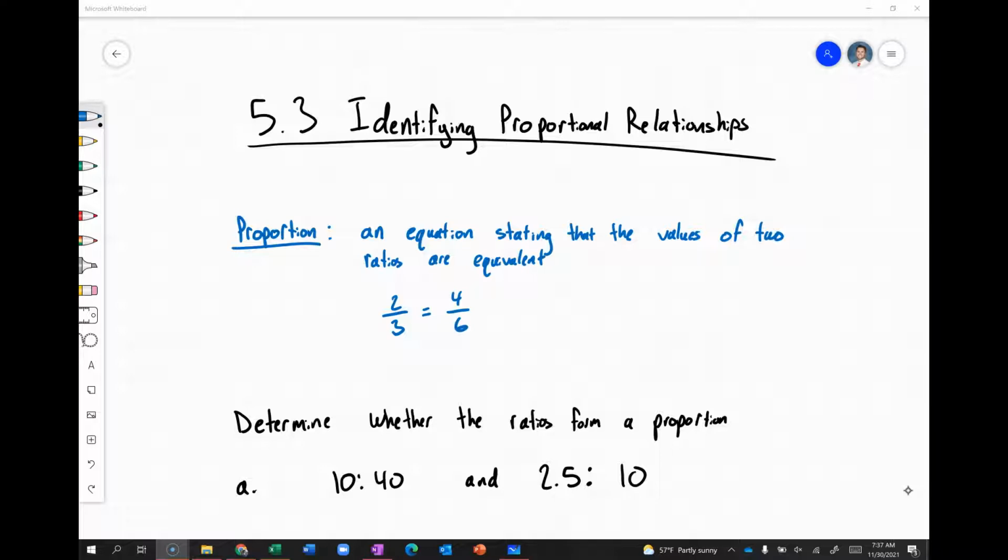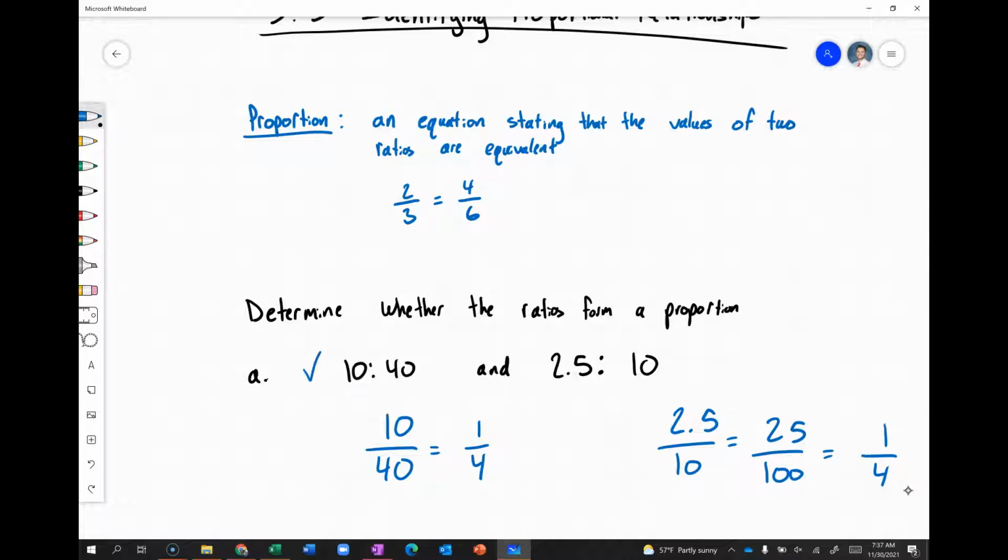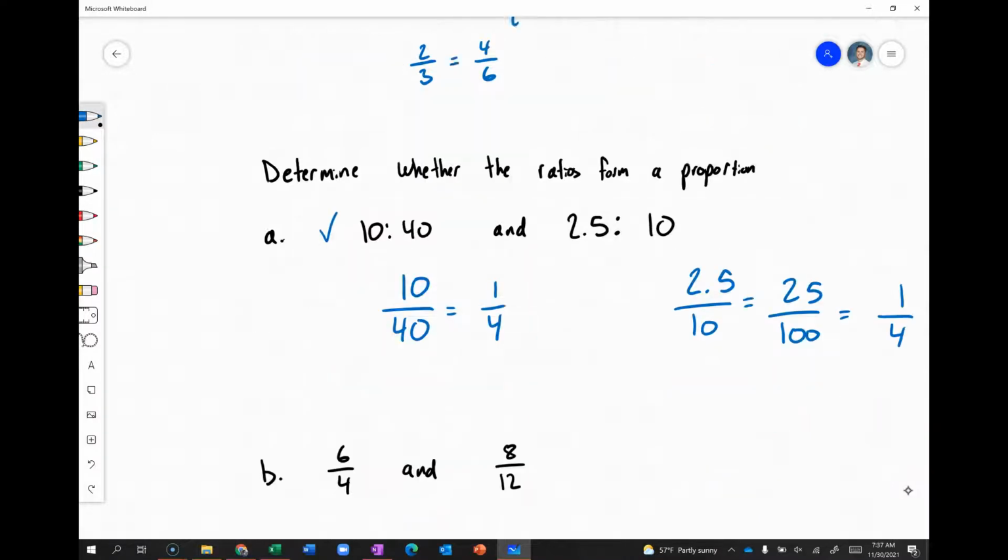So let's look at this first example. Determine whether the ratios form a proportion. We have 10 to 40 and 2.5 to 10. So we can look at this 10 40ths. We know that that would simplify to 1/4. Then with 2.5 over 10, maybe there's a couple ways you can simplify this. One would be to easily recognize you can multiply these both by 10 to get 25 hundredths, and then divide those both by 25. And you get 1/4. So this is a proportional relationship.